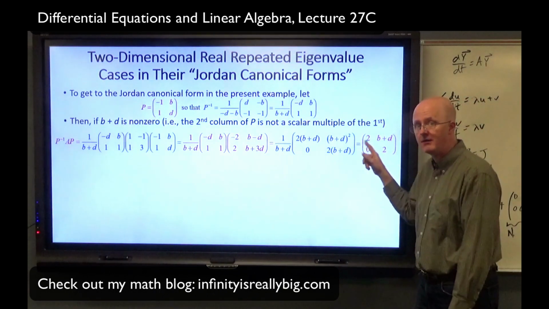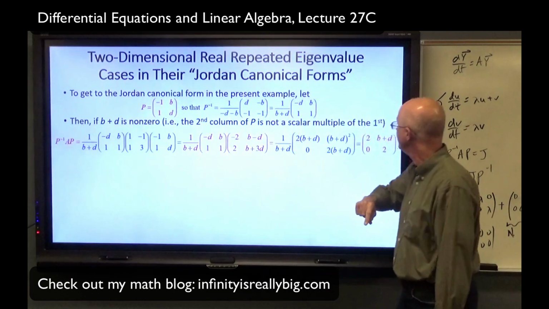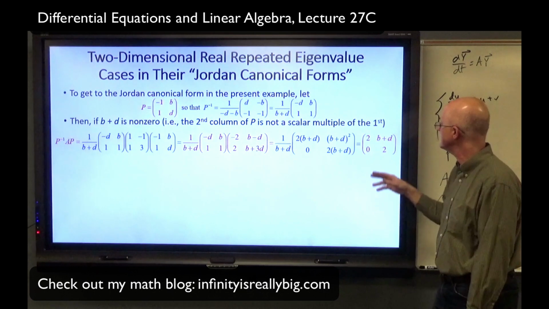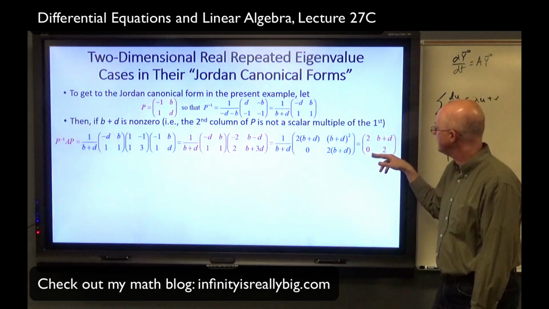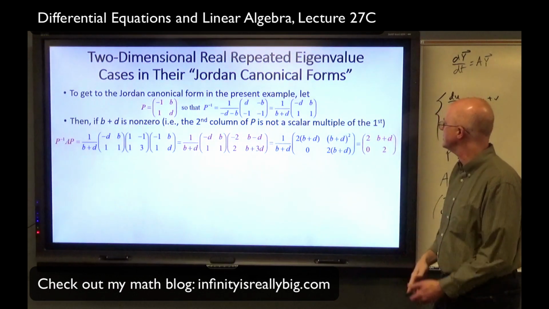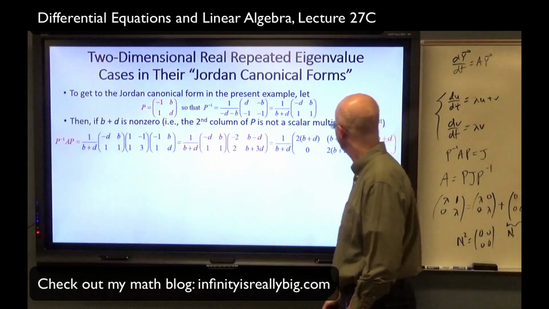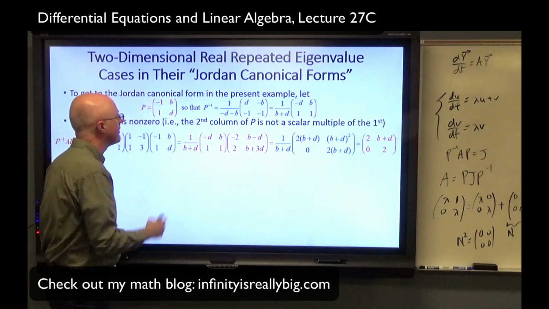Remember the eigenvalues of our example, which is, again, this matrix right there, that's the A, are both 2. 2 is a repeated eigenvalue, multiplicity 2. It's got to be on the main diagonal, no matter what B and D is. 0 down there is going to be upper triangular. So I evidently want to choose B plus D to make this 1 if I want it to be in Jordan canonical form. B plus D does not equal 0, because then I'd be dividing by 0.